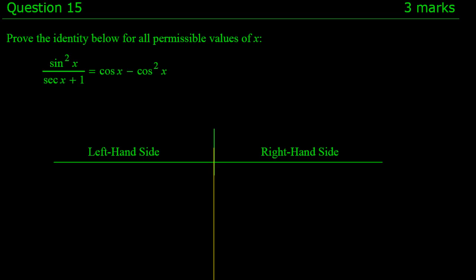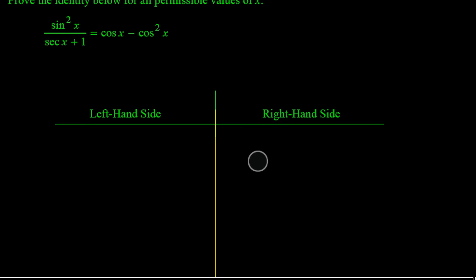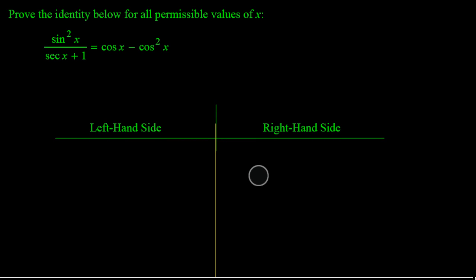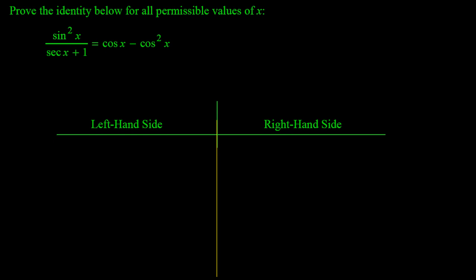Question 15. Prove the identity below for all permissible values of x. So it's sine squared x divided by secant x plus 1 equals cos x minus cos squared of x. I'm not a big fan of how they write these problems on your paper because it makes it look like you got to do both sides. In an identity, you just need to take one side and make it equal the other side. You should start with the more complicated side.